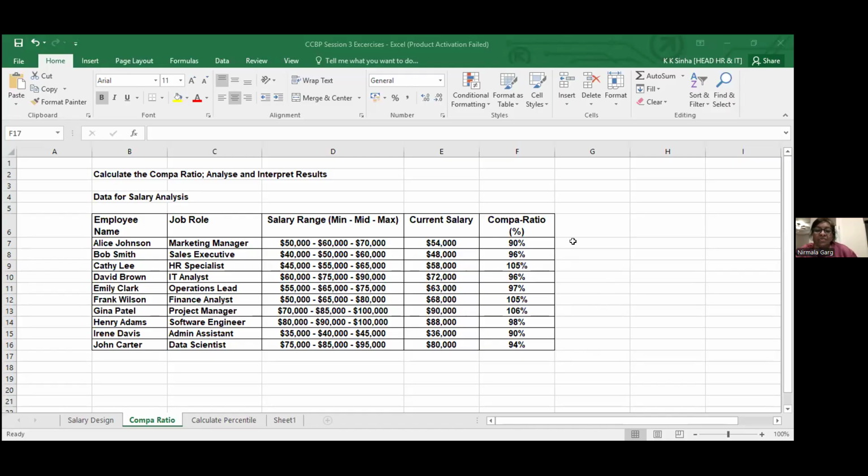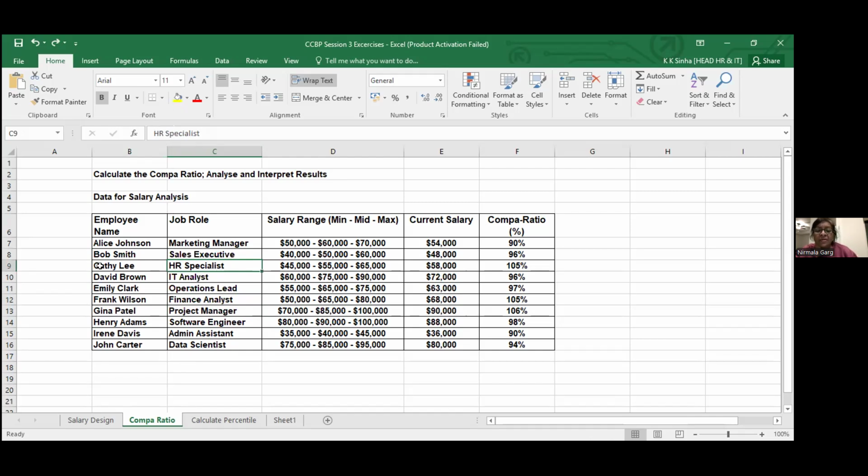Yeah. So who is the highest? You can say the highest and the lowest typically. So of course, Gina Patel, Frank Wilson, Kathy Lee. That is finance analyst, right? Right. Then this one, project manager. Yeah. Then 105. Is it IT analyst? No. HR specialist. Yes, HR specialist. No? Okay.